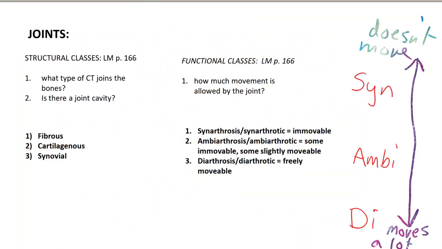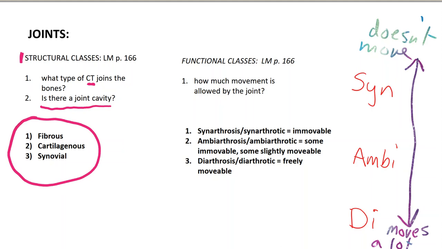All right, so you have 2 main ways joints are classified, right? Structural classes right here is all about what kind of connective tissue do you find in the joint, what's happening between the bones that are rubbing together, and is there a joint cavity? And so one of these are all the structural classes of joints, and one of them is going to have a joint cavity. So I want you to figure out what that is.